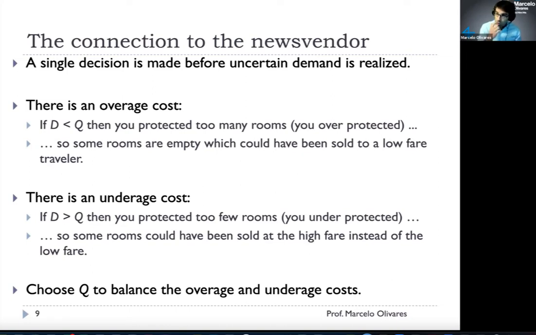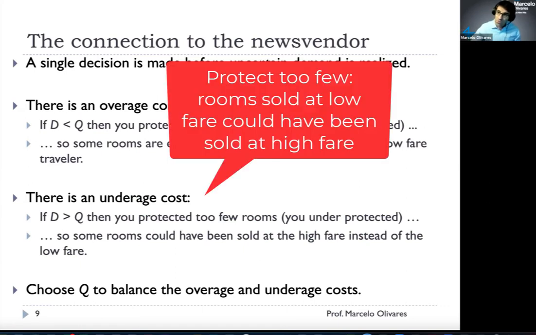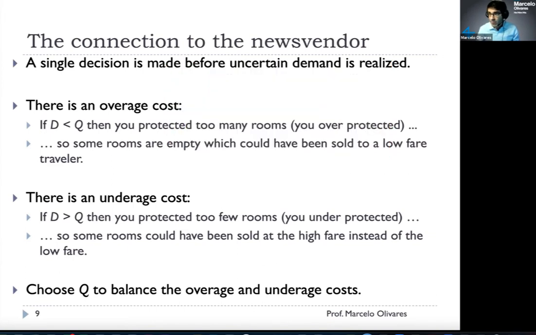There's also an underage cost. You protected very few rooms. Let's say you protected 10 rooms, but 20 business travelers came in. You sold those extra 10 rooms at a low fare, which you could have sold at a high fare. That's the underage cost. You underprotected rooms.